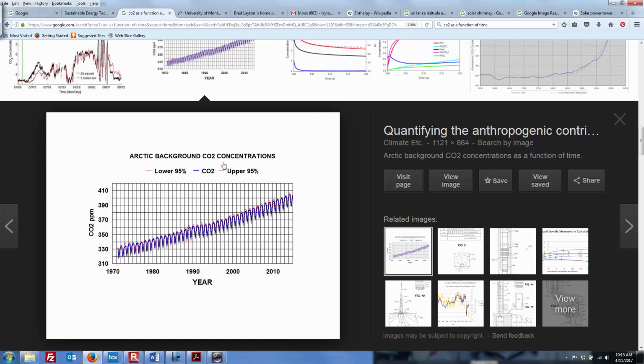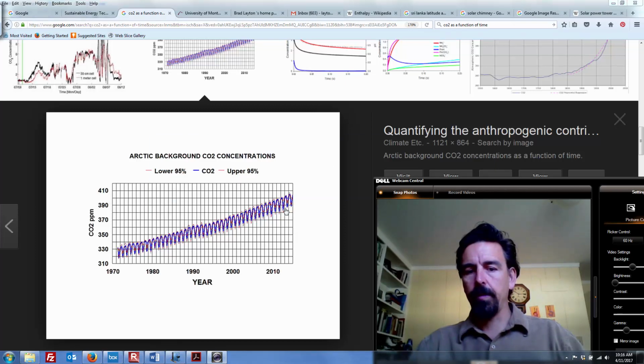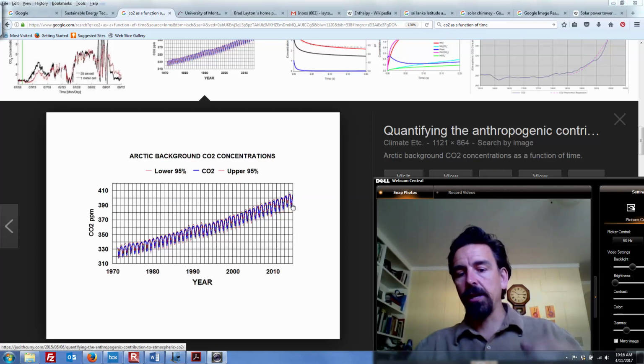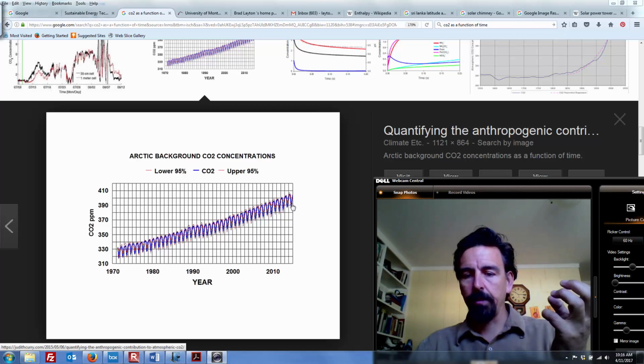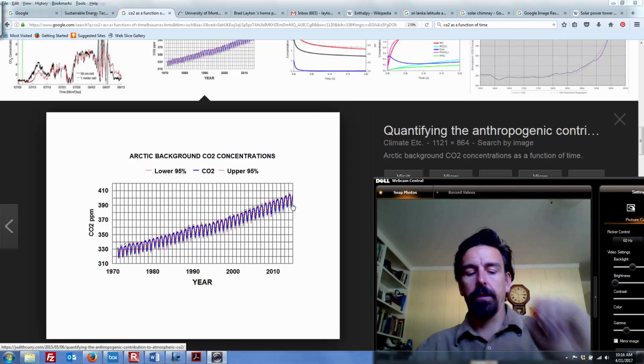So this is all from combustion. And each one of these is summer, winter, summer, winter, summer, winter, summer, winter, as a function of photosynthesis. Most of this is driven by the vegetation in the northern hemisphere, as the trees can pull the CO2 out, and then burning puts it back.